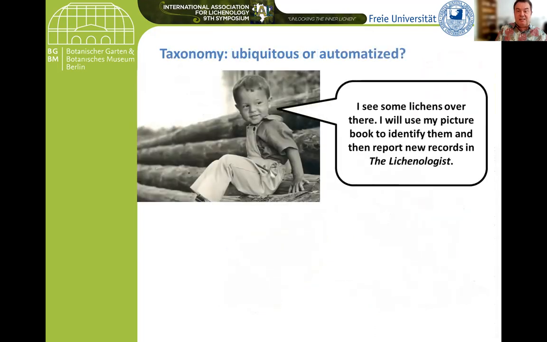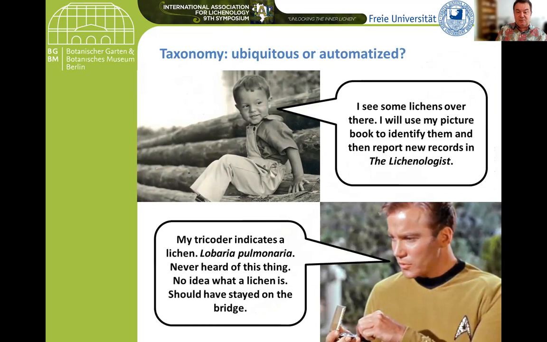And so we have to ask ourselves, do we want a taxonomy that is ubiquitous? It can be done by everybody, or automatized. We just use a little machine like a tricorder. And at least in my opinion, I think this is not the desired goal.